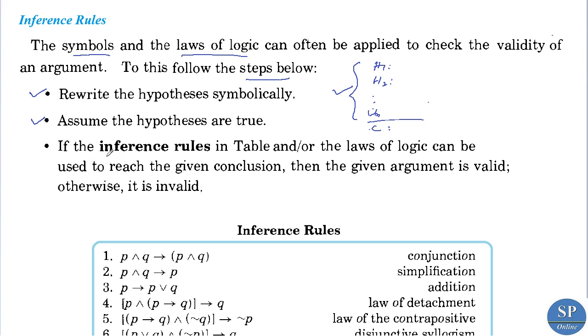Third step is to apply the inference rules in this table. This is the table for the inference rules. If these inference rules or the laws of logic can be used on the hypotheses to reach the given conclusion, then the given argument is valid. Otherwise, it is invalid.